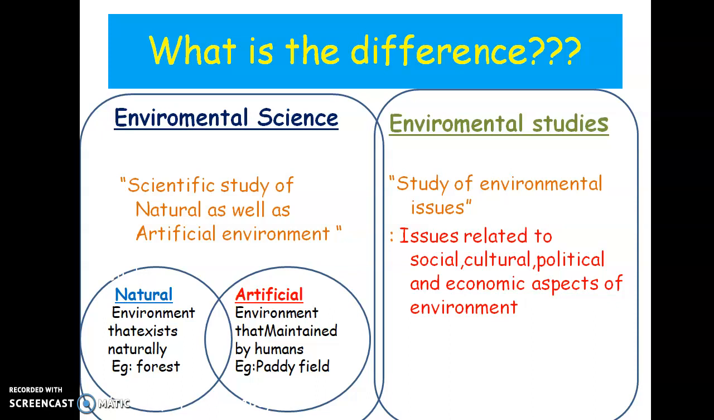What does it mean by environmental studies? The studies which are related to environmental issues are known as environmental studies. For example, the issues related to the social, cultural, political and economical aspects of the environment all come under environmental studies. For example, you may have heard of the Madhav Gadgil report, which is concerned with the environmental impact on the Western Ghats, or the Plachimada event. So these kinds of issues related to the environment come under environmental studies.